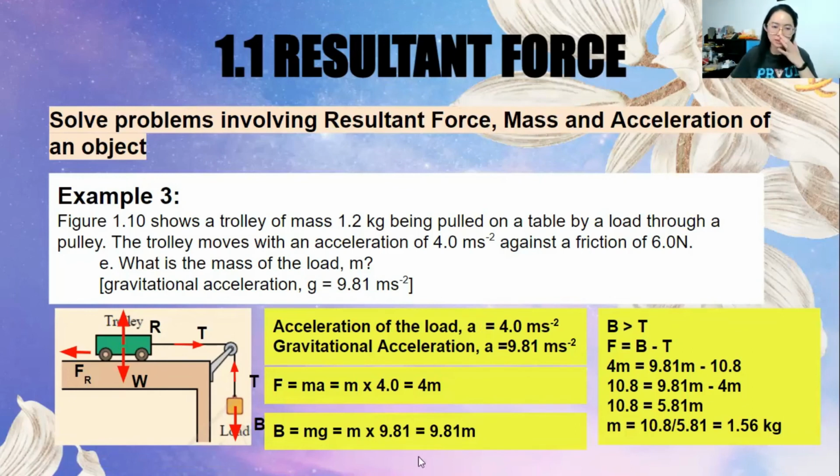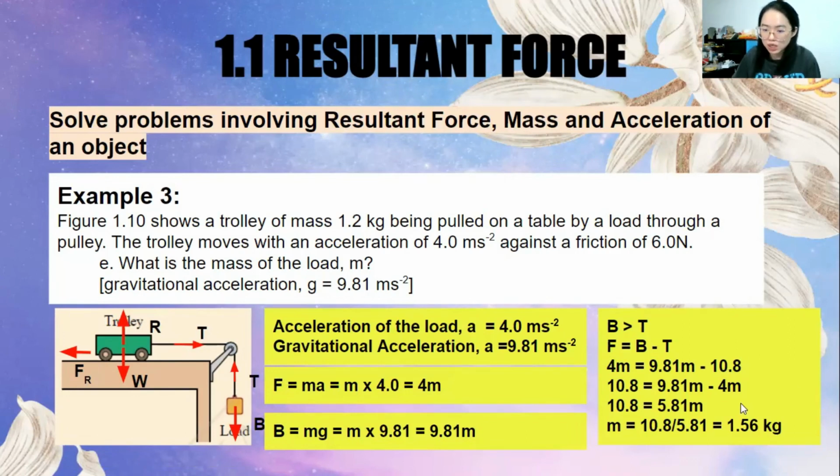Now, in this situation, you just throw away this part. We just look at this part, T and B. Because the object is moving down, B will always be greater than T. So that's why B is greater than T. Just form the formula F equals B minus T, and then I substitute the value. 4M equals 9.81 M minus 10.8.